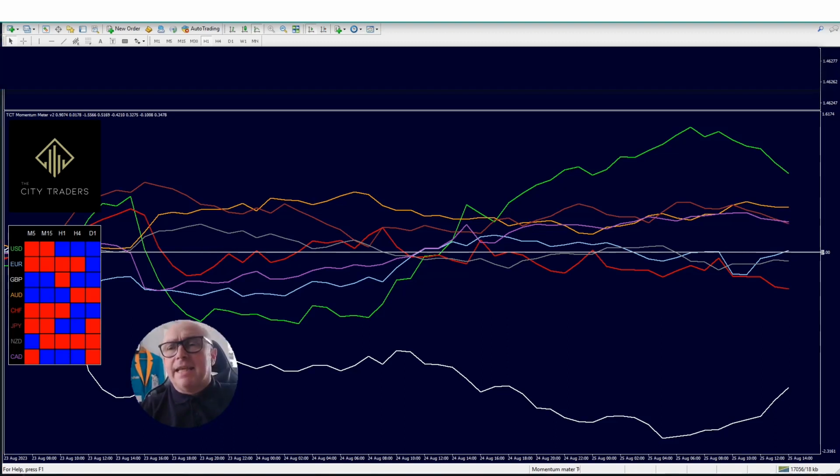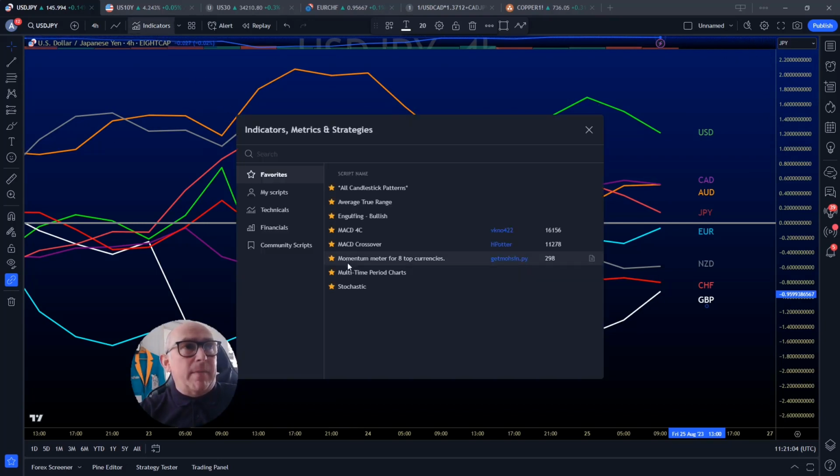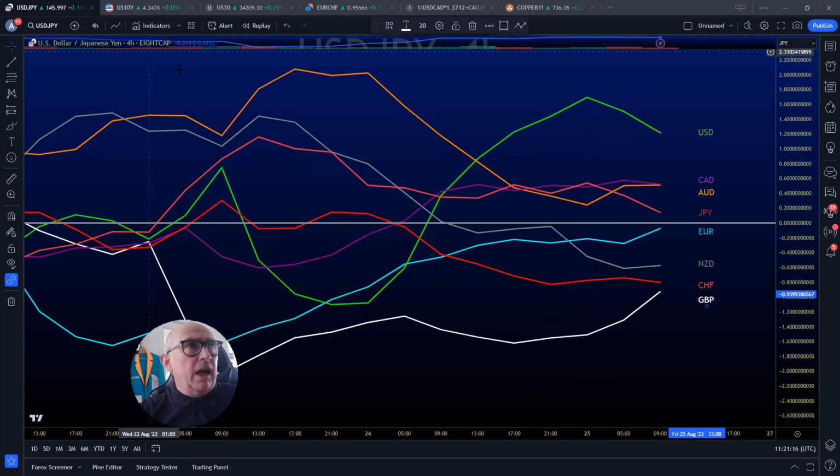Now, as I said, this is our proprietary indicator. There are plenty of places where you can get currency strength meters, but I did have one coded up on TradingView, which I'm happy to share with you absolutely free should you wish to use one of these momentum or currency strength meters. So here we are on the TradingView platform. Just go to indicators and type in momentum meter for top 8 currencies. You'll see it there. It's had 298 downloads so far. That way you can put it onto your chart and it's absolutely free, does exactly the same thing, and of course you can change the time frames as well.